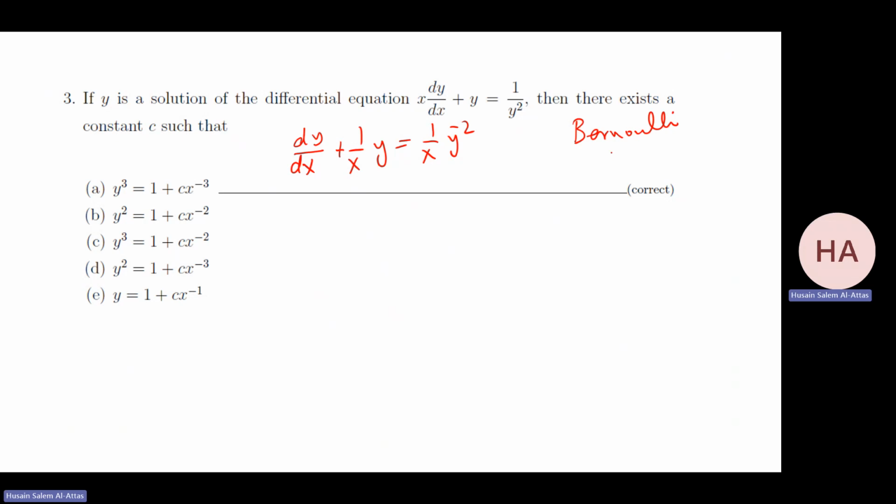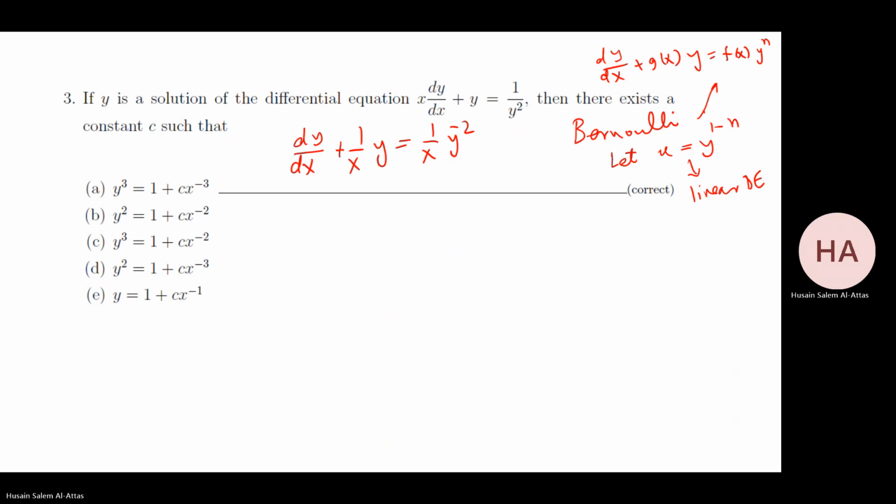How to do that? Bernoulli with n. What is the format of Bernoulli? Just to remind you, dy over dx plus a function of x times y equals another function of x times y to the power n. How to solve it? Let u equal y to the power 1 minus n. Substitute, you will get a linear equation, and then solve it as a linear. That's mainly the idea. Okay, let us do this.